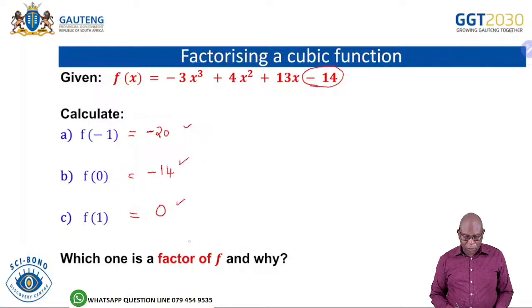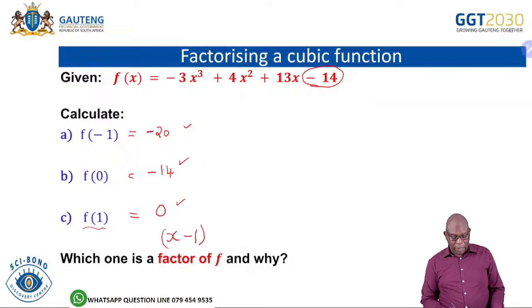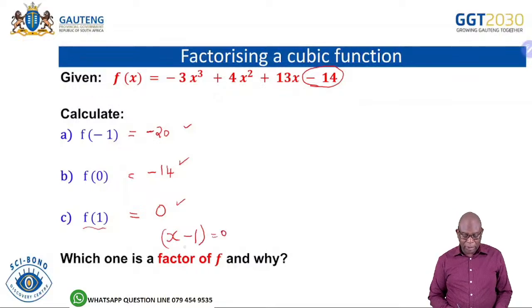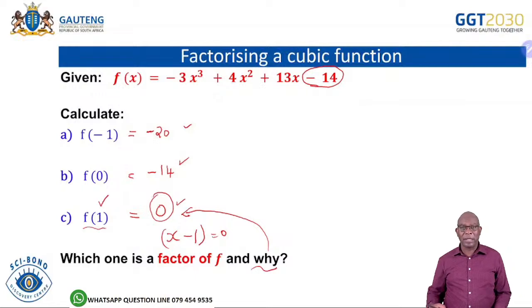So what are we going to write here as a factor? Remember, if f of 1 is equal to 0, I want to write it as a factor. I'll write it as x minus 1. The reason for this is that when I equate it to 0 and solve for x, the answer that I get will be 1. Why? It is because f of 1 gives us a 0. If it gives us a 0, it means that it's a factor.